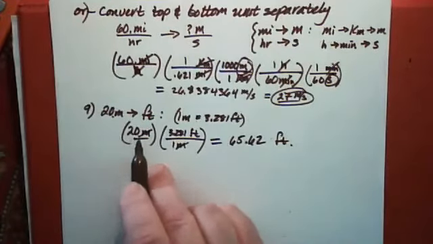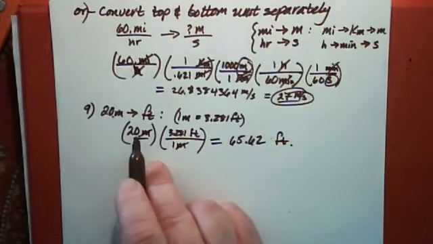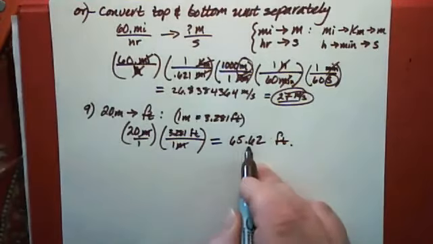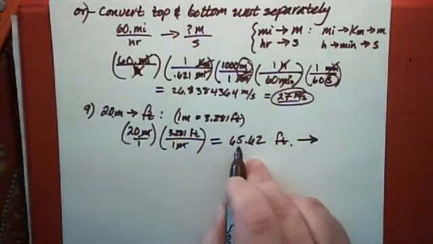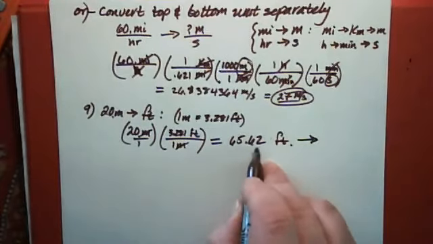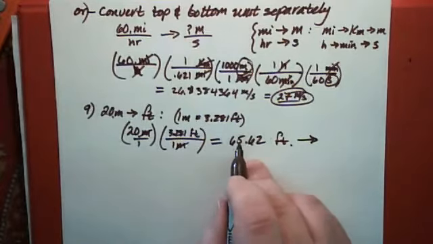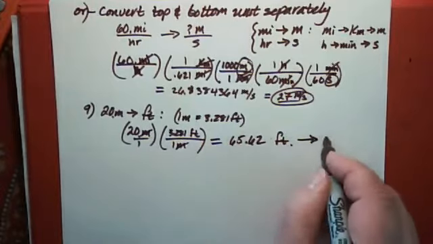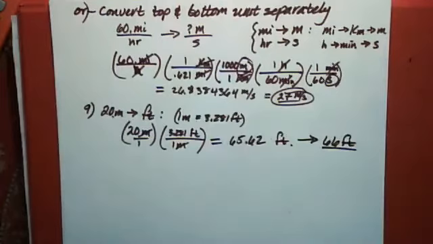The 20, because I put a decimal point after it, as it does have in the original sheet, that is 2 significant figures. Sorry, so our answer has to be 2 significant figures. The 6 and the 5 can stay, but the 6 and the 2 have to go. The first number you're dropping is the 6. That's 5 or greater. So the number before it has to go up by 1. So 66 feet would be the proper answer to the proper number of significant figures.